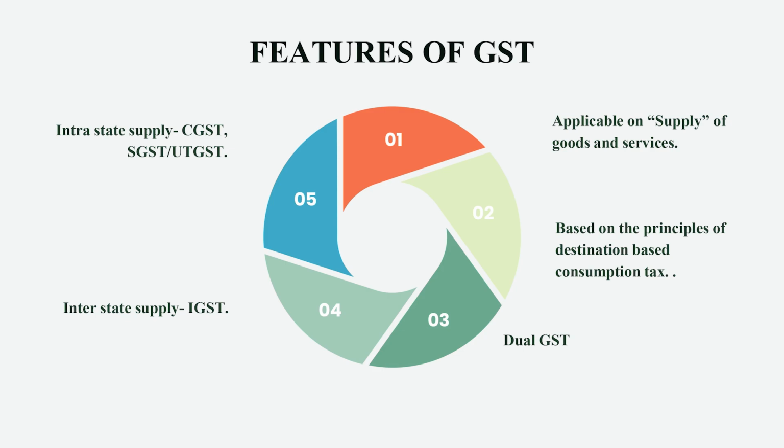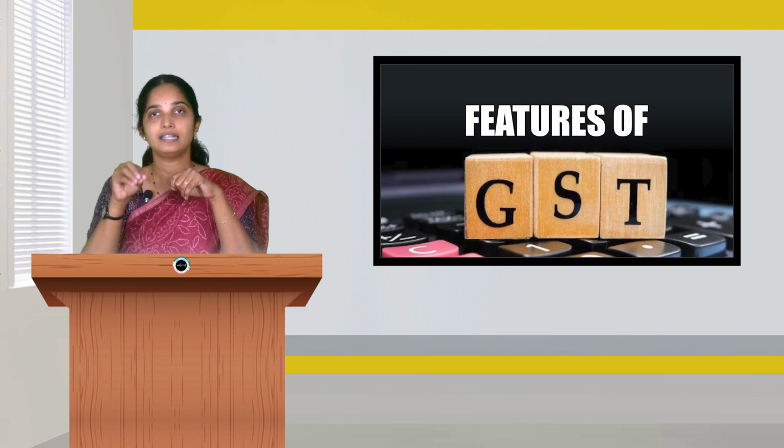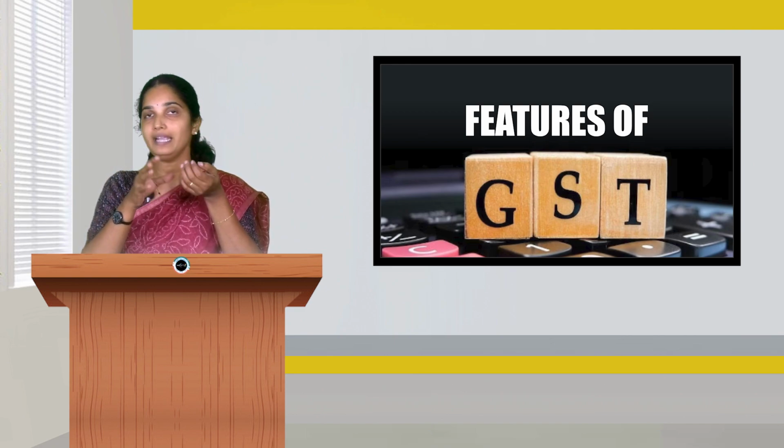The next feature is for intrastate supplies, that is, supplies taking place within the state. They levy CGST as well as SGST. If you are supplying within the state, or within union territories, the types of GST levied are Central Goods and Services Tax as well as State Goods and Services Tax in case of a state, and Union Territory Tax if it is in a union territory. So for intrastate supplies, CGST and SGST or UTGST, and for interstate supplies, IGST will be levied.